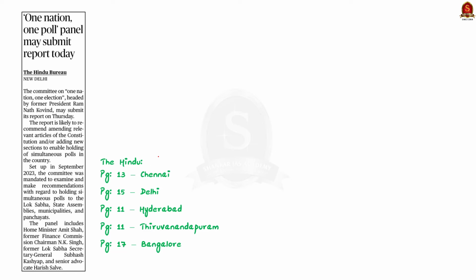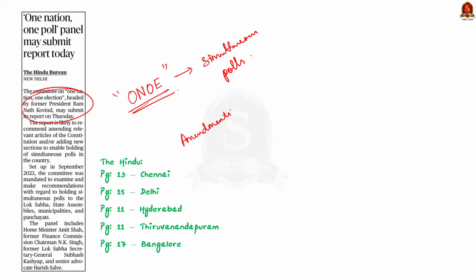Look at this news article. The Committee on One Nation, One Election, which is headed by former President Ramnath Kovind, will submit its report today. As you all know, the concept of One Nation, One Election envisions conducting simultaneous polls across the country. So this means that the elections for Lok Sabha and all state assemblies and panchayats will be conducted at the same time. But for this to happen, specific amendments should be made to the Constitution and also to the Representation of People Act. So this committee was formed to make recommendations on these amendments, and the committee will submit its report today. So in this background, let us revise the pros and cons of simultaneous elections.